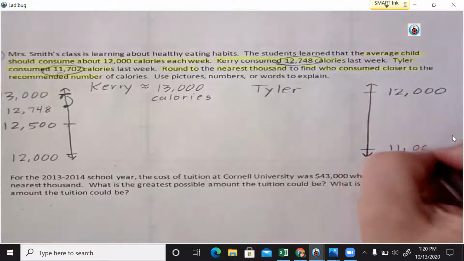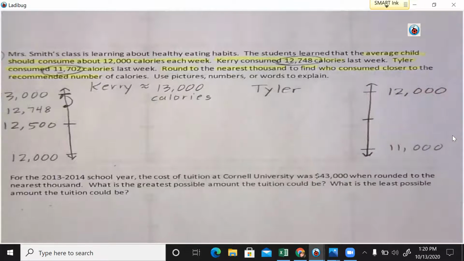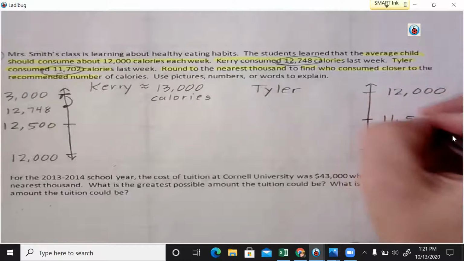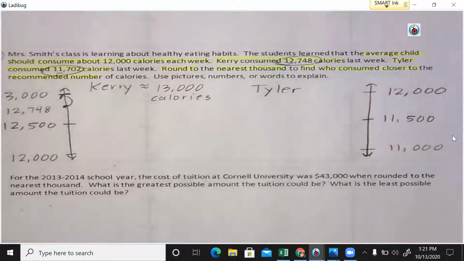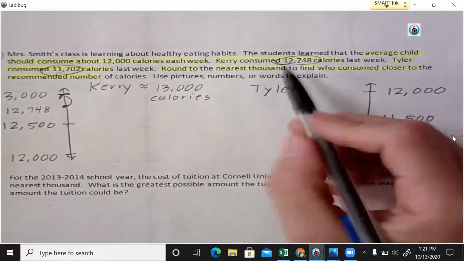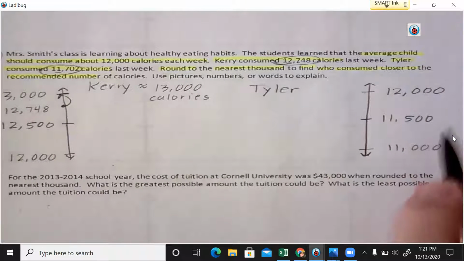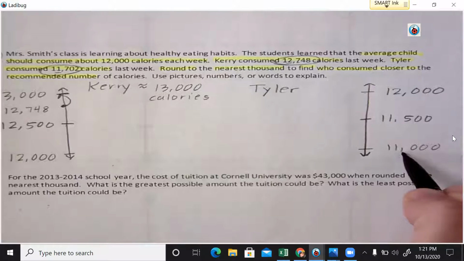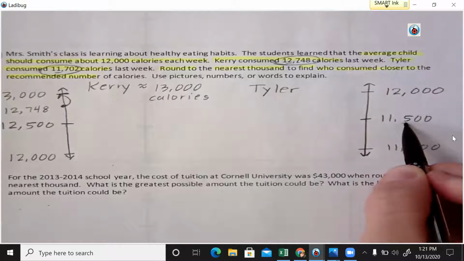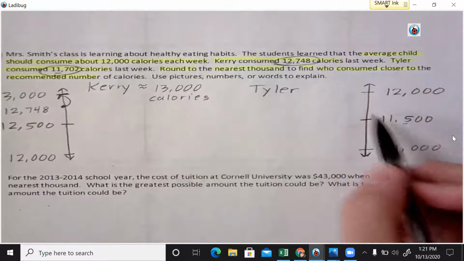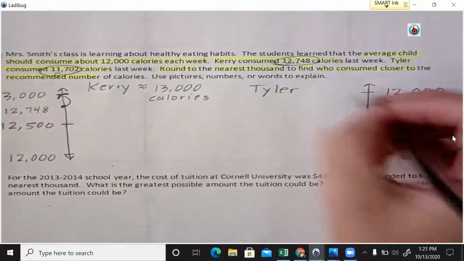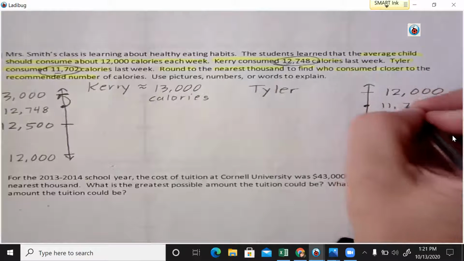11,000. Very good. Now I need to find my middle. What's between 11,000 and 12,000? 11,500. Very good. Okay, now I have to figure out where would 11,702 fall on my number line. I know 11,700 is bigger than 11,000. Here I only have 500, so I know it's bigger than that. So I'm going to estimate again. Right here would be about 11,600. I'm going to put 11,702 right here, almost in the middle.